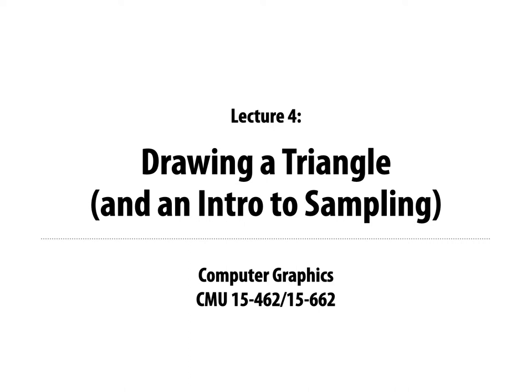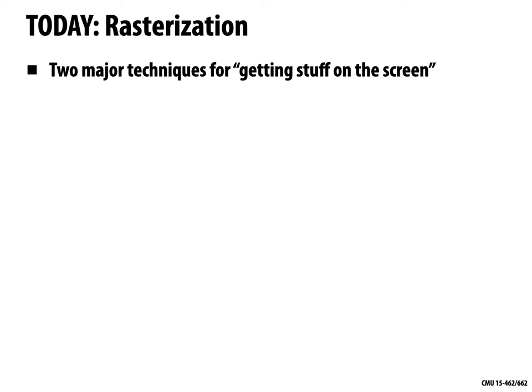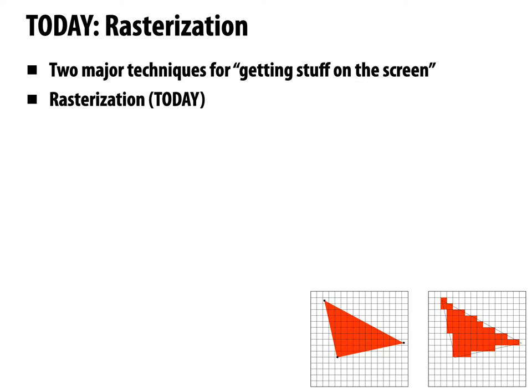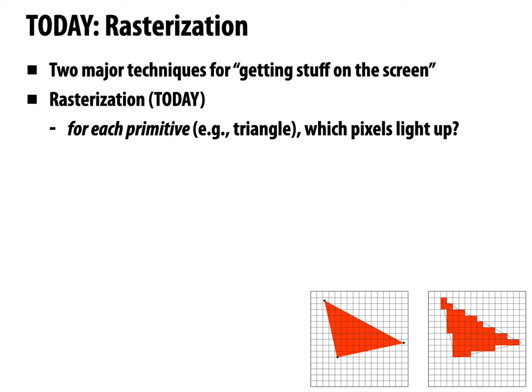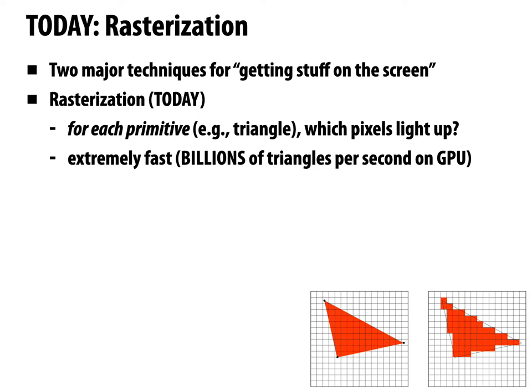So over the next few lectures, we're going to talk about the process of rasterization, which is one of the two major techniques in computer graphics for getting stuff on the screen. So the first one, which we'll talk about today, is rasterization. And it basically says for each primitive we want to draw, each triangle or line segment or point, which pixels of the image should get lit up. This technique is extremely popular, extremely valuable, because it can be made extremely fast. We can get billions of triangles on the screen every second if we're using modern graphics hardware.